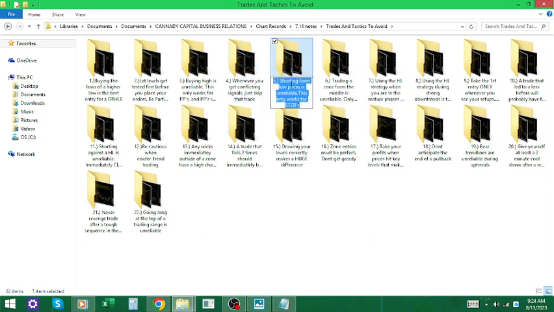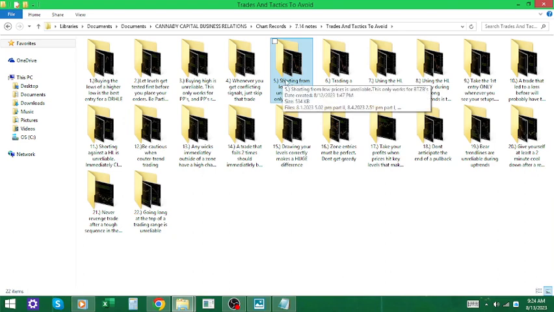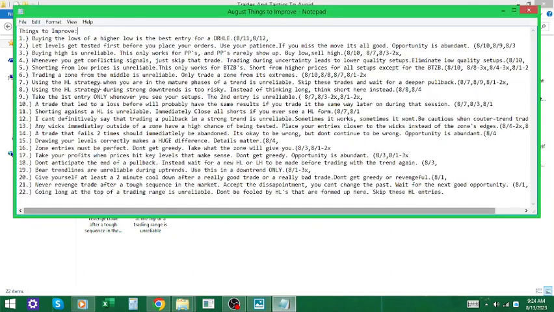So then let's move on to number 5. Shorting from low prices is unreliable. All right. This only works for bear trend line zone breakouts. Short from higher prices for all setups except for the bear trend line zone breakout. And that is so important.